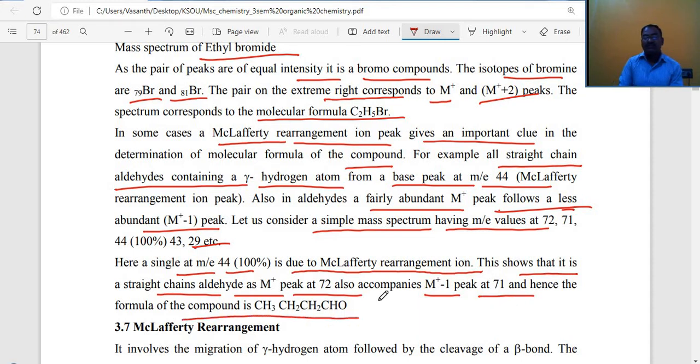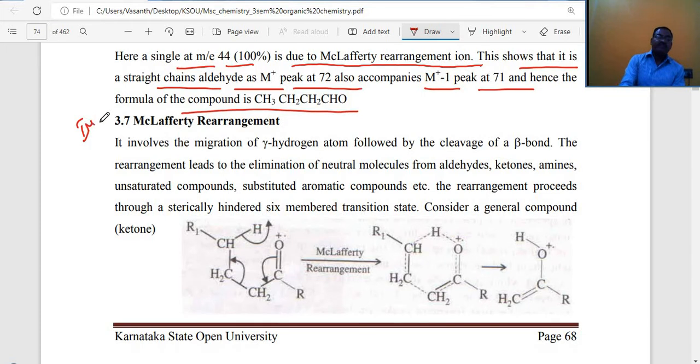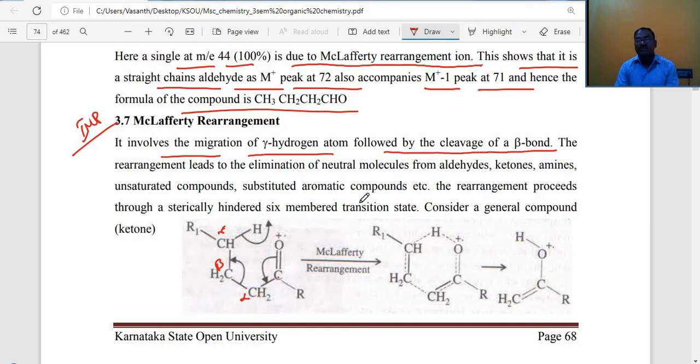Hence, the formula of the compound is CH3CH2CH2CHO. This McLafferty rearrangement is very important from the point of view of examination in mass spectroscopy. The rearrangement involves the migration of a gamma hydrogen atom. This is alpha, this is beta, this is gamma. It involves the migration of a gamma hydrogen atom followed by the cleavage of a beta bond.